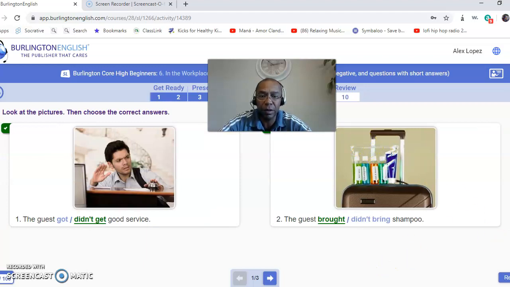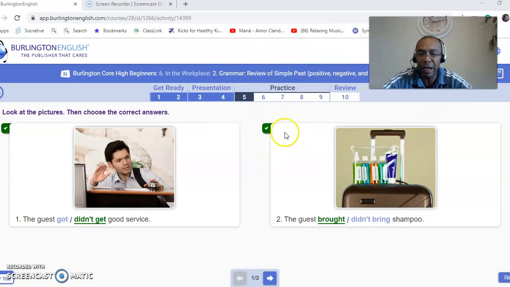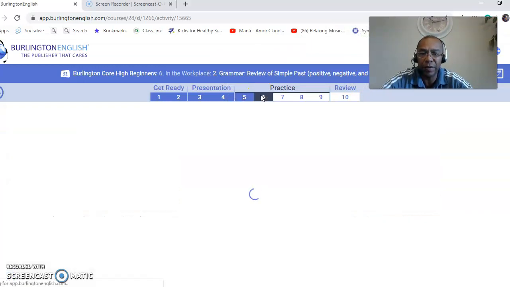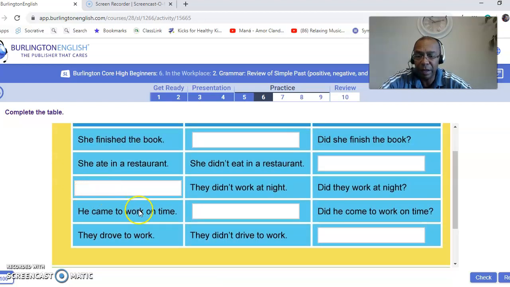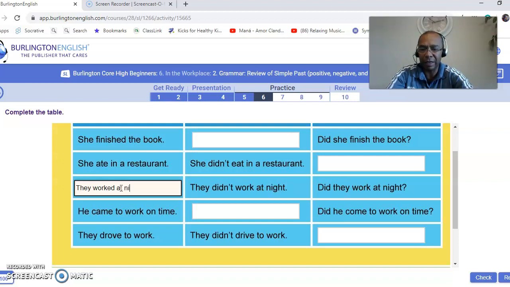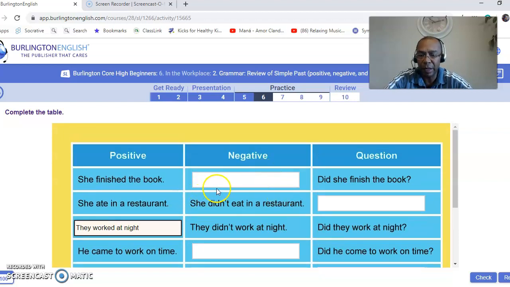Very good. So now that we have reviewed a little bit about this, I would like you guys to all review this before we enter the irregular verbs, okay? But let's finish this one. Positive. She finished the book. She ate in a restaurant. He came to work, okay? Complete the table. They didn't work at night. So positive will be they worked at night, right? The negative here will be she finished the book. She didn't finish the book.